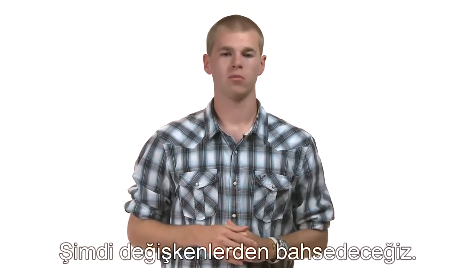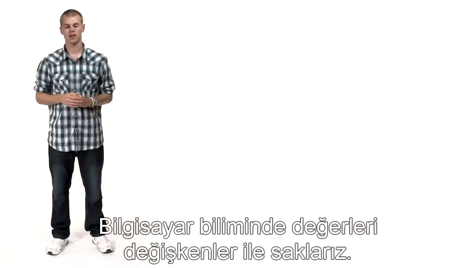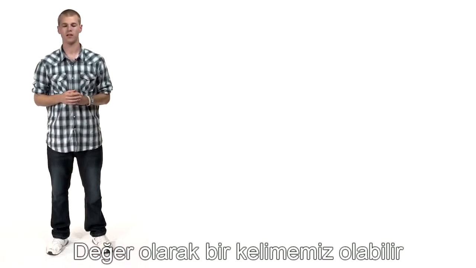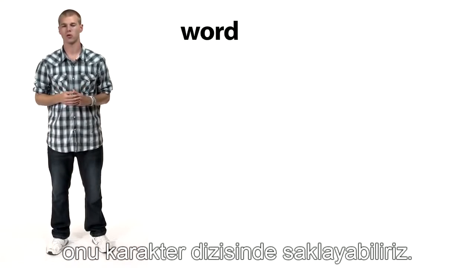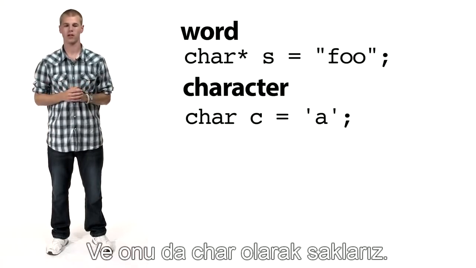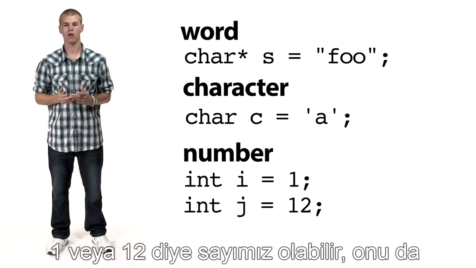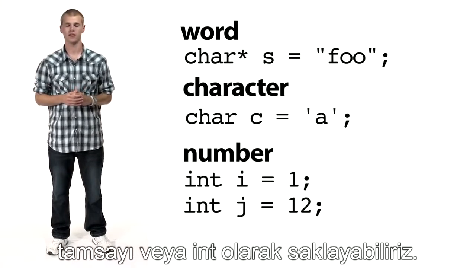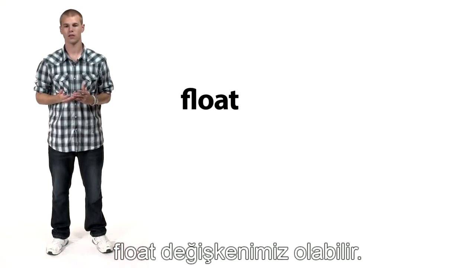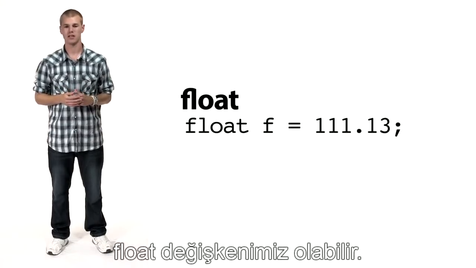So now we're going to talk about variables. Variables in computer science are a way to store a value. Now what and how we store that value is not too important. We can have a value that is a word that could be stored as a string, or something that is a character like the letter A, and that would be stored as a char. We could have a number like 1 or 12 that will be stored as an integer or an int. Then we have different things like a float, which can store things like 1.01 or 111.13.